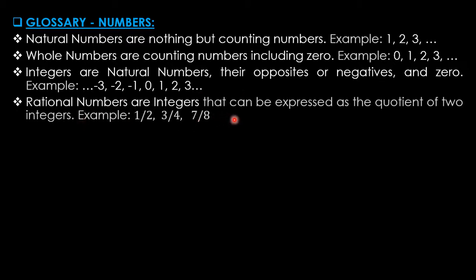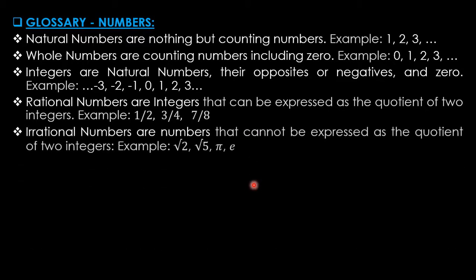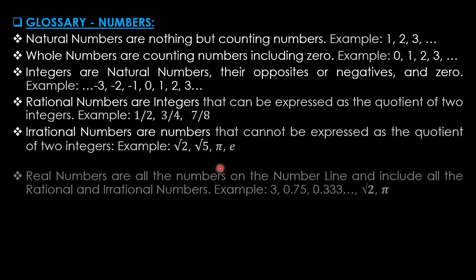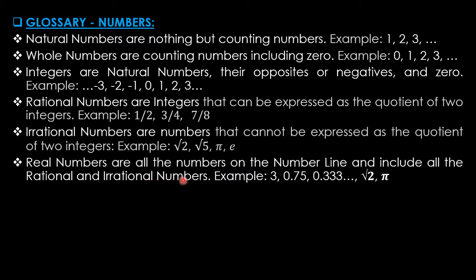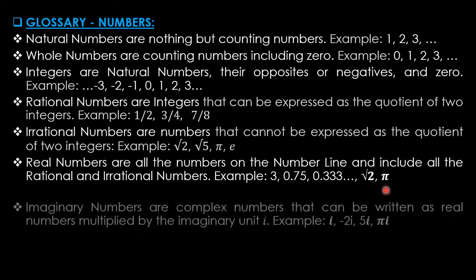Rational numbers are numbers that can be expressed as the quotient of two integers, example half, 3 over 4, 7 over 8. Irrational numbers are numbers that cannot be expressed as the quotient of two integers, example square root of 2, square root of 5, pi or e, these constants, these are all irrational numbers. Real numbers are all the numbers on the number line and include all the rational and irrational numbers, example 3.75, 0.333, root over 2, pi, these are real numbers.